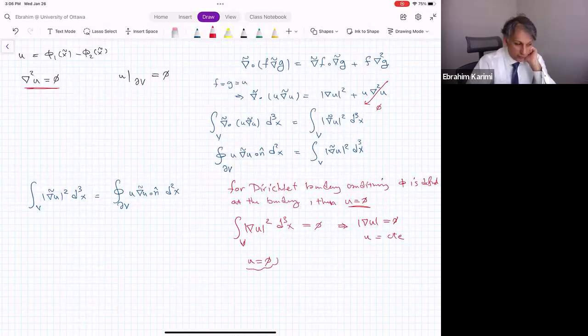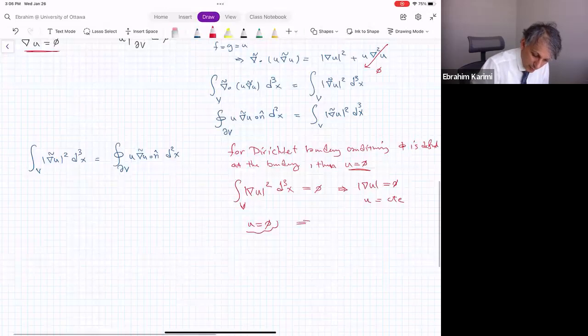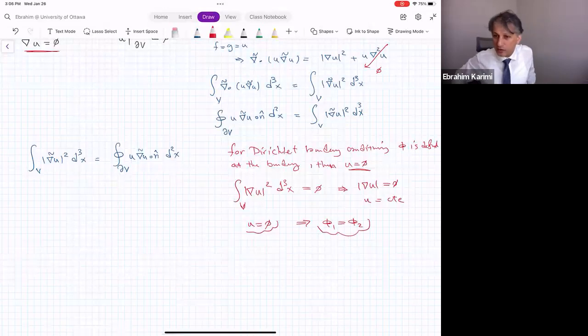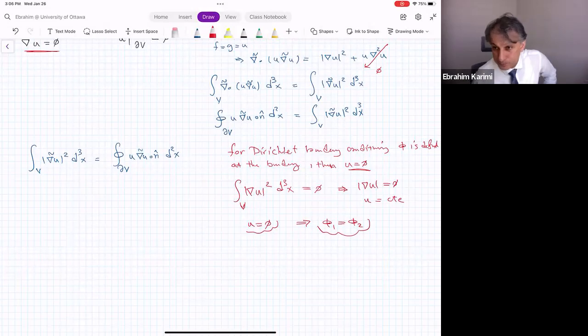So we proved with this relationship that u is equal to 0 if phi is defined at the boundary, and phi is also following the Poisson equation. Therefore, from here we get phi 1 is equal to phi 2. So the potential is uniquely defined in that region, in the volume.